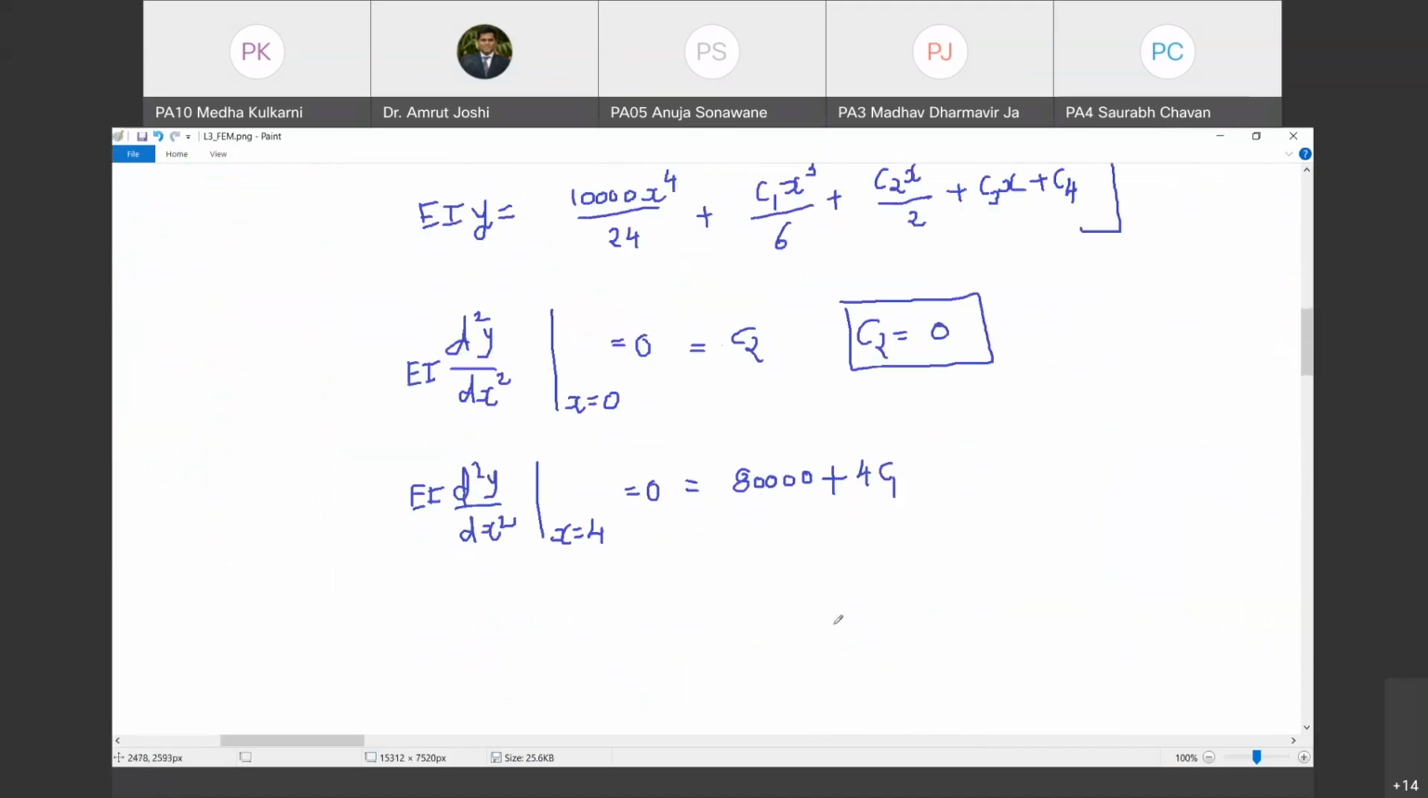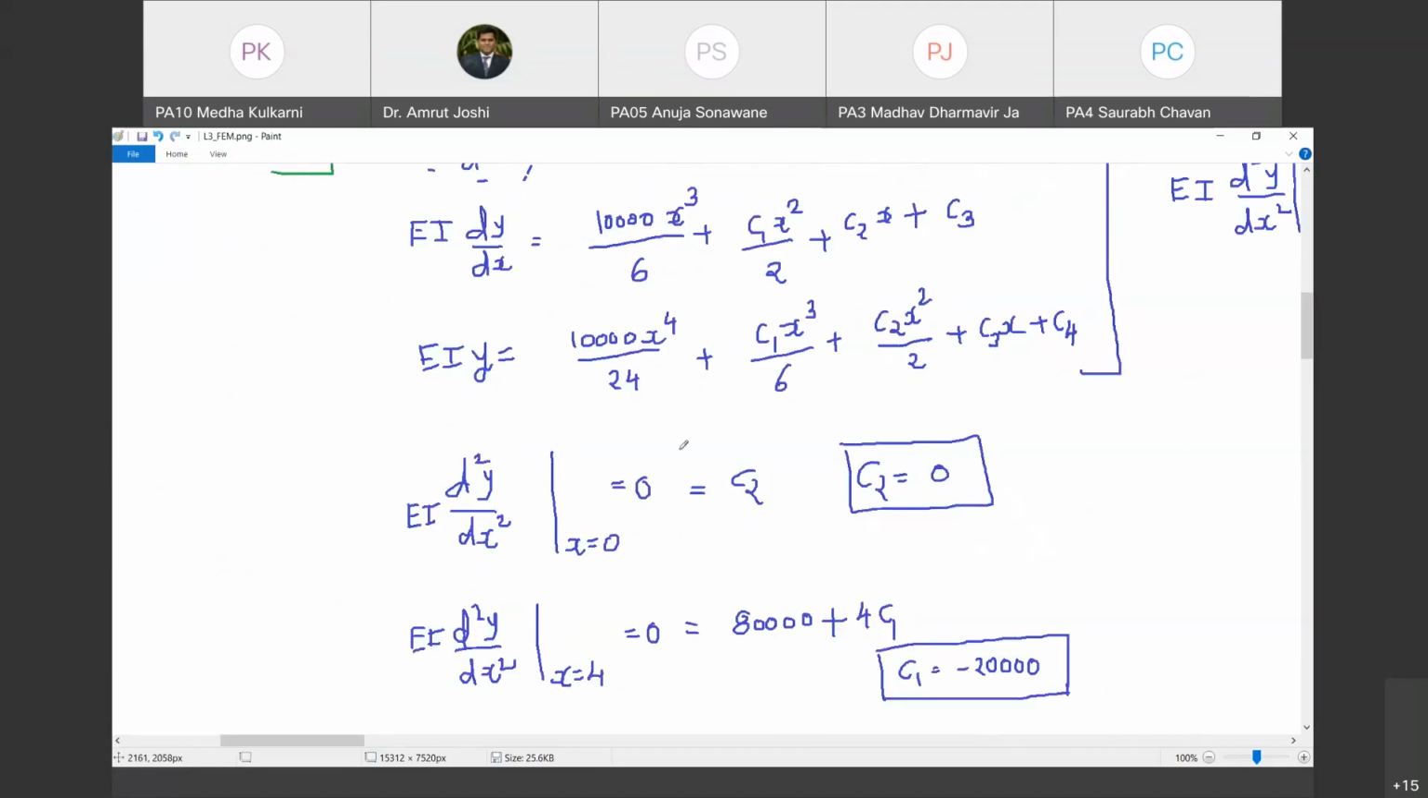Yes, sir. So what is the value of C1? Can I get the value of C1 here? Tell me. Just a minute, sir. Minus 20,000? Minus 20,000, right? Yes, sir. So the value of C1 is minus 20,000. Fine. Now, what are the other boundary conditions?